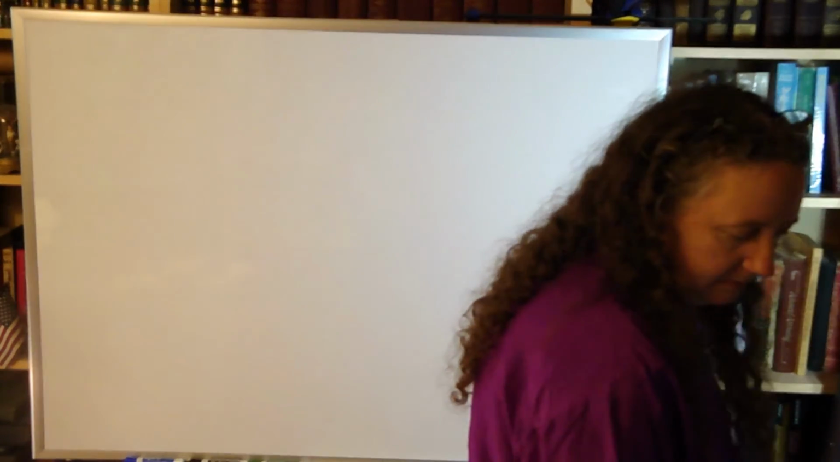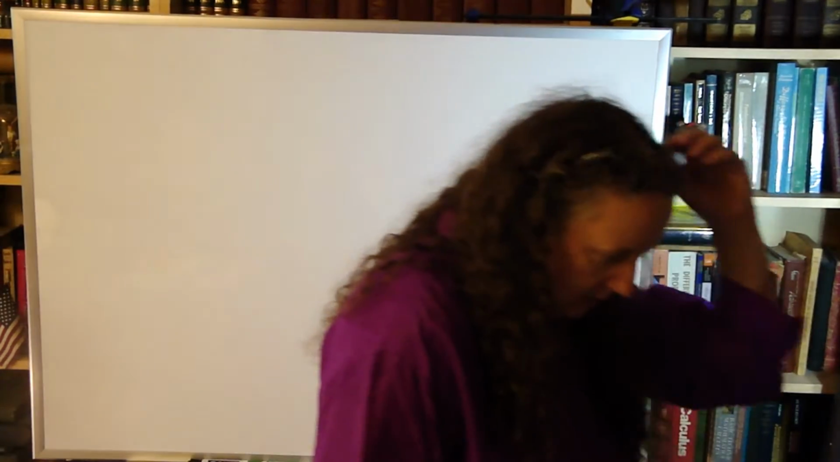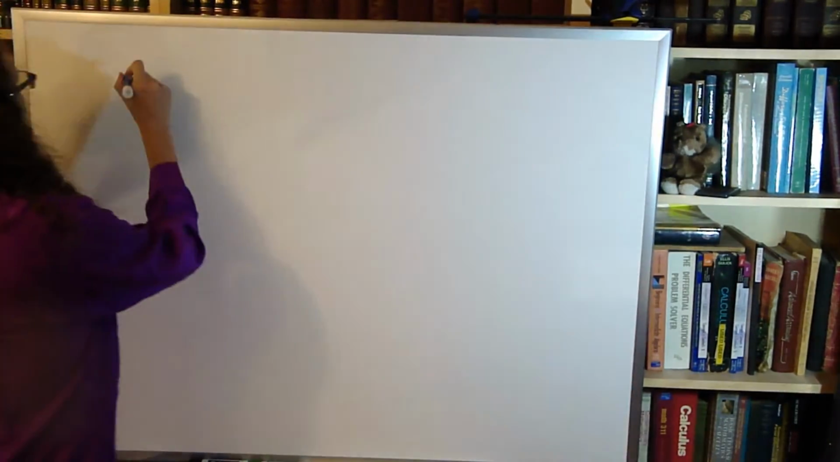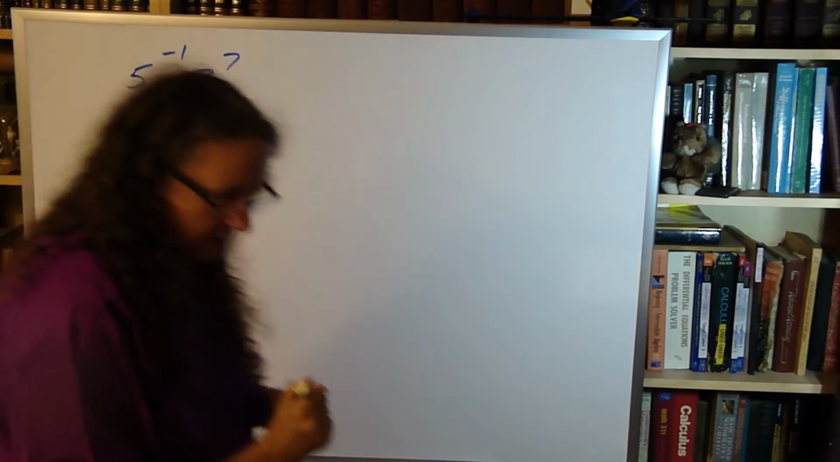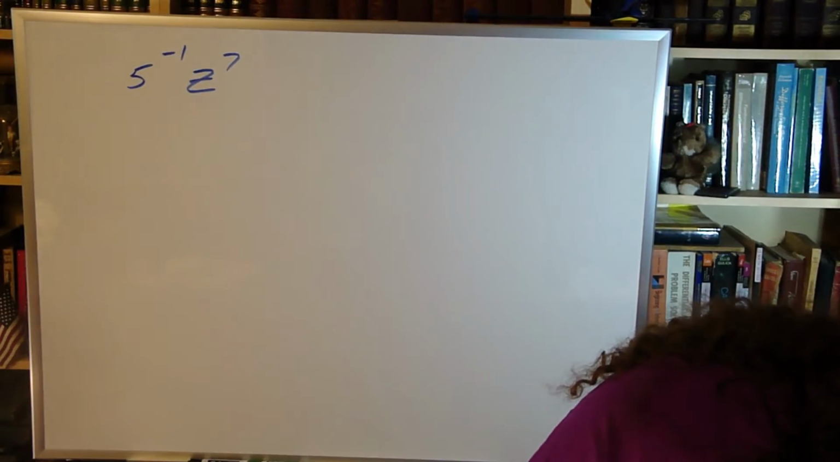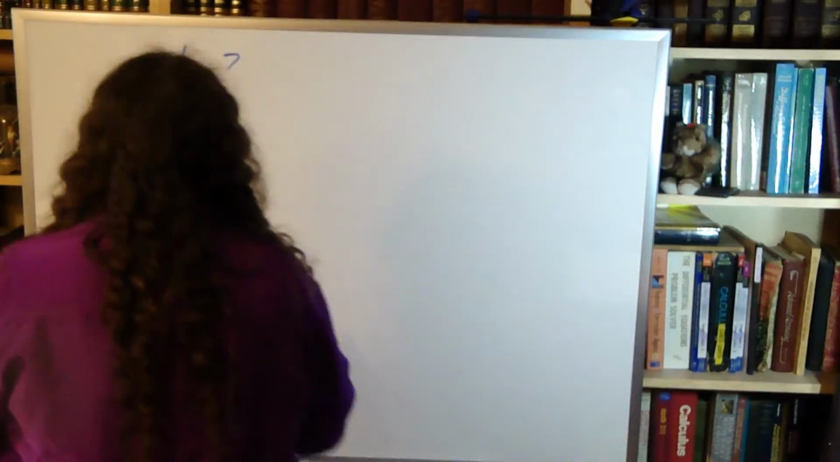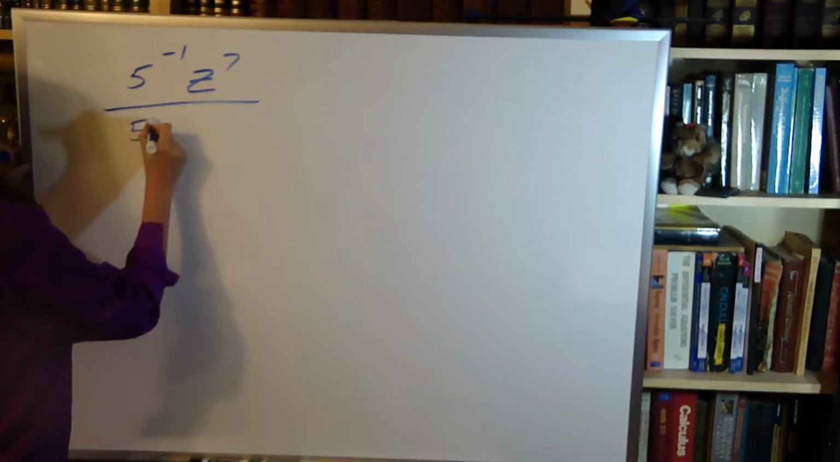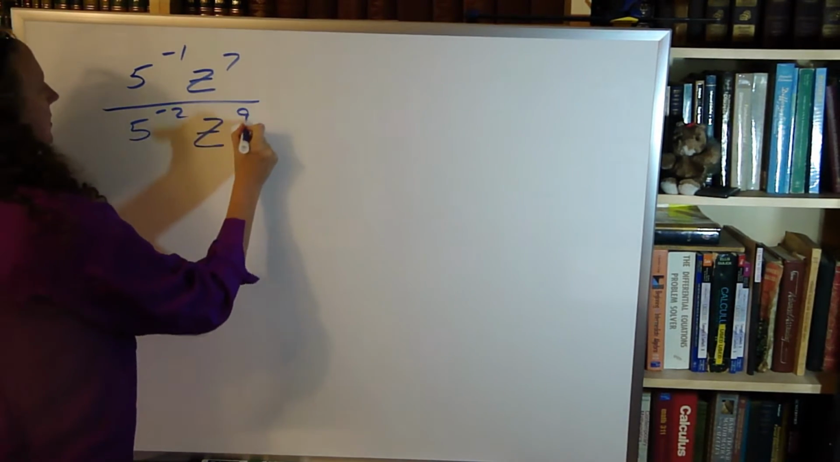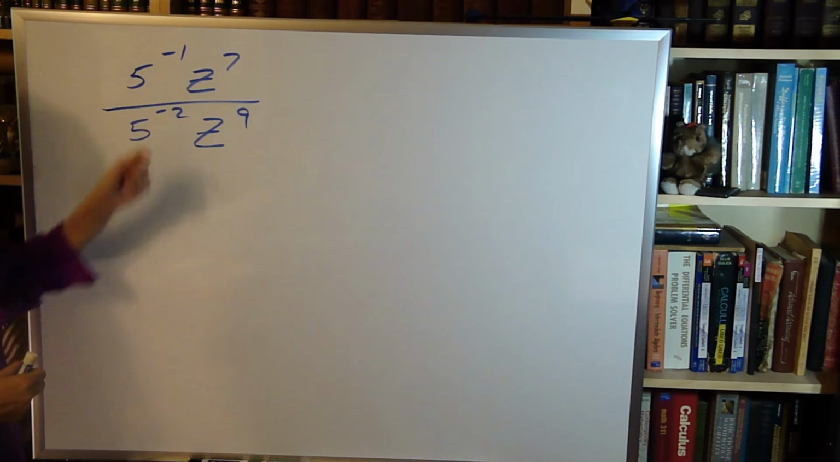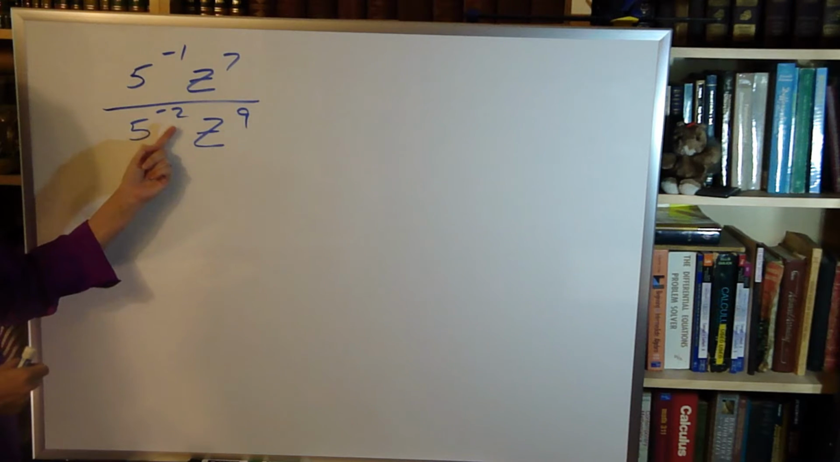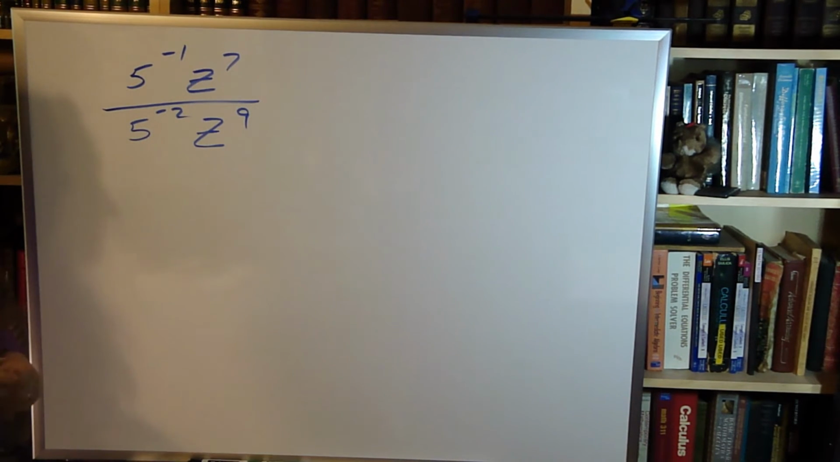So the next problem: we have 5 to the negative 1 z to the 7 over 5 to the negative 2 z to the 9. You'll notice that I crossed my z's. That's so you can tell the difference between a z and a 2. If I didn't cross my z's, it would be really tough to tell the difference.